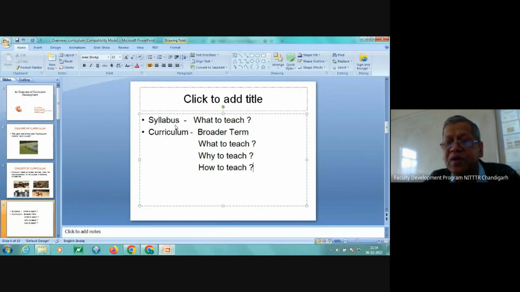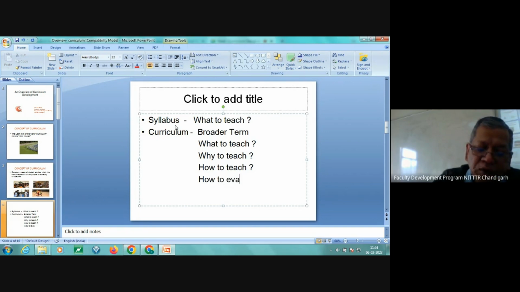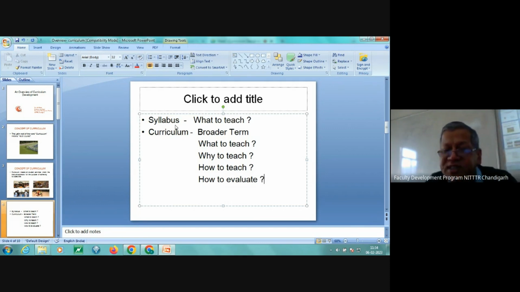So what to teach, why to teach, how to teach, and then another thing is how to evaluate. Whatever I wanted to teach, I have taught, and I want to check whether the student has really achieved or not. Simply teaching does not mean curriculum. Teaching as well as checking whether the student has really learned or not. So student evaluation is a part of curriculum.